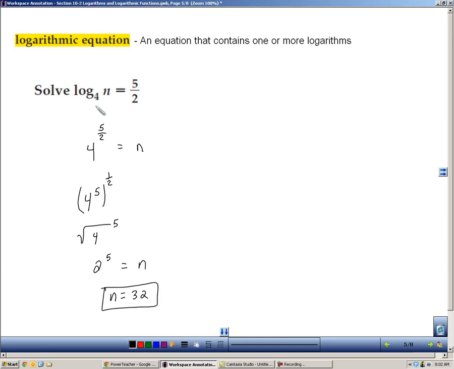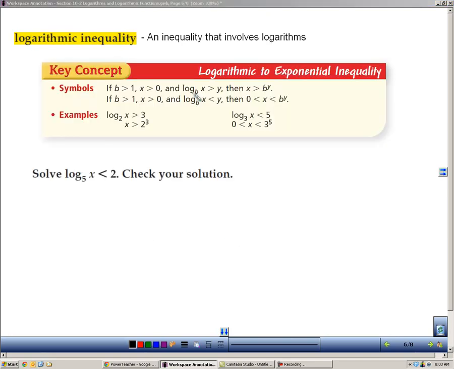And that's just using the fact that we can turn a log into an exponent and then do some simplification that we've done in the past. Here we're going to look at logarithmic inequalities, just inequalities that have logarithms in them. And those say that if you have a log with an inequality symbol and you turn it into exponential, the inequality symbol stays the same.